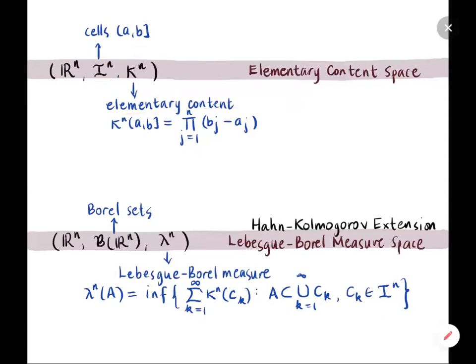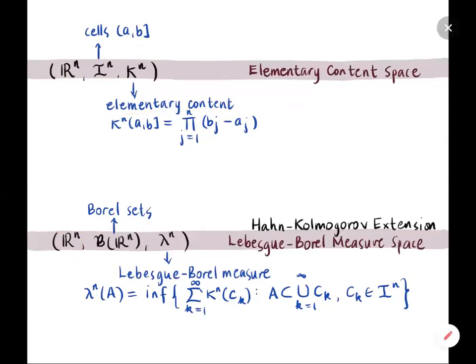Based on this elementary content space, we can construct the so-called Hahn-Kolmogorov extension. And this Hahn-Kolmogorov extension is what we call the Lebesgue-Borel measure space. It has the following three components. Again, Rn as your ambient space. And BRn is the Borel sets. This is the sigma algebra generated by the open sets. And note that this can be generated as well by the cells and of course by the figures.